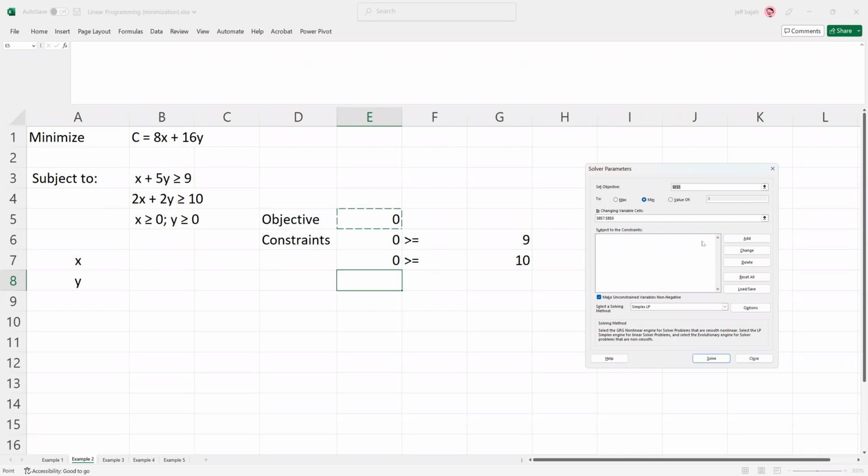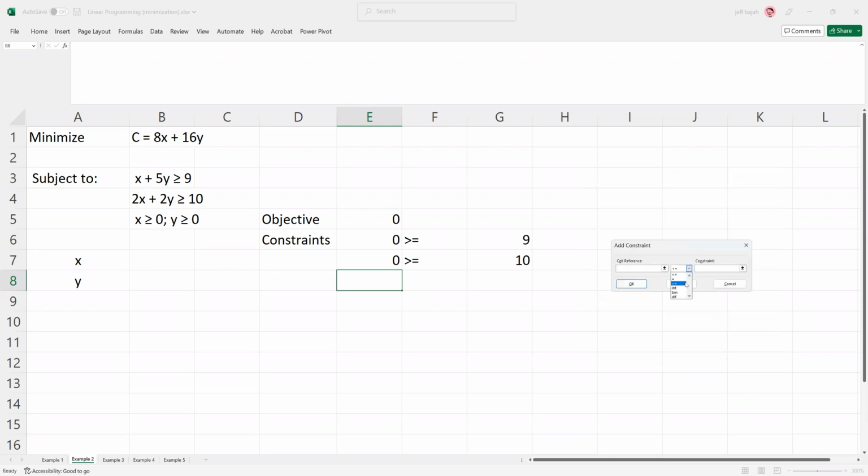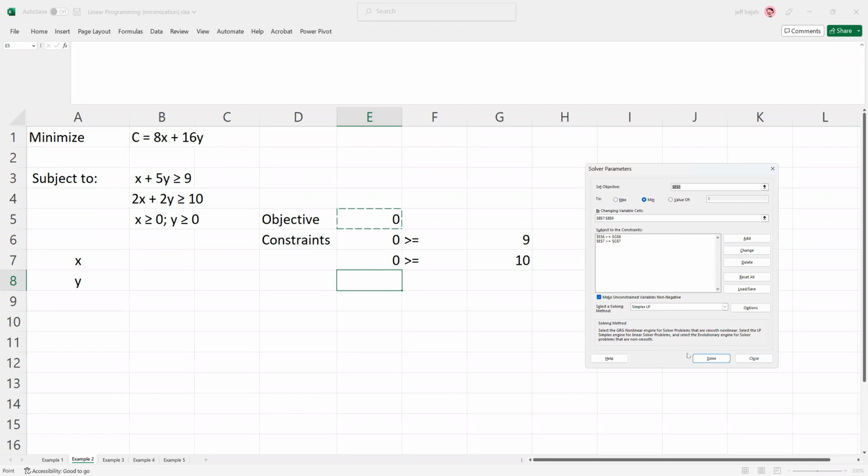So now we just have to add. And if I'm adding, I just want to make sure that it's this. And so the first one, I'll select this, then I'll select this number. I'll click add. And I'll select this one. I'll make sure that it's this. And then I select this number. Then I say, okay. That's all there is, right? And I hit solve.